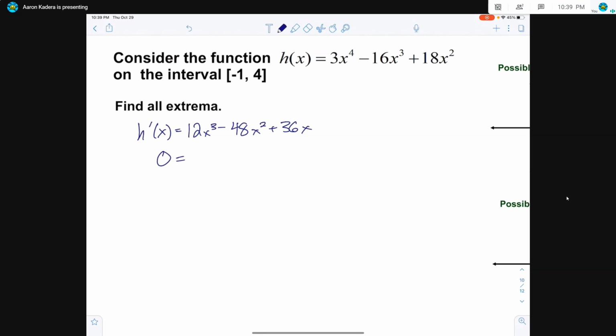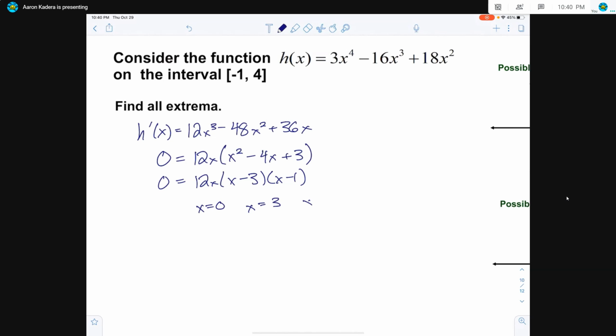Okay, so everything's got a 12x in it. X squared minus 4x plus 3. I can factor that some more. 12x, x minus 3, x minus 1. And from there, we get critical values of x equals 0, x equals 3, and x equals 1. So those are all my critical values. And I can put all those on a number line.